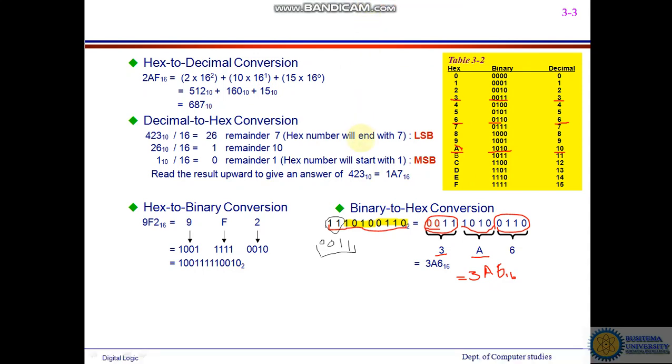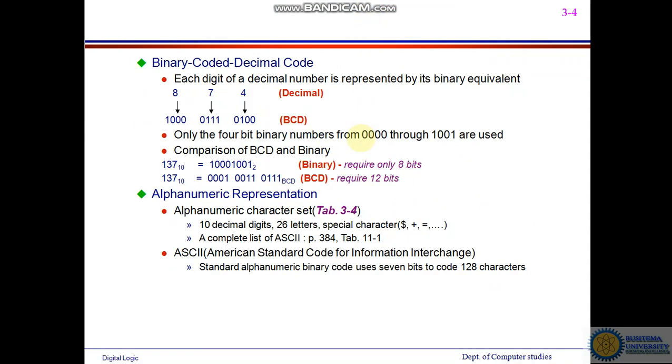All right, let's go on. We see binary coded decimal. So they are saying that each digit of a decimal number is represented by its binary equivalent. So in BCD, actually this is binary coded decimal. We talked about them, and we said these ones, they obey what we call the positional principle.